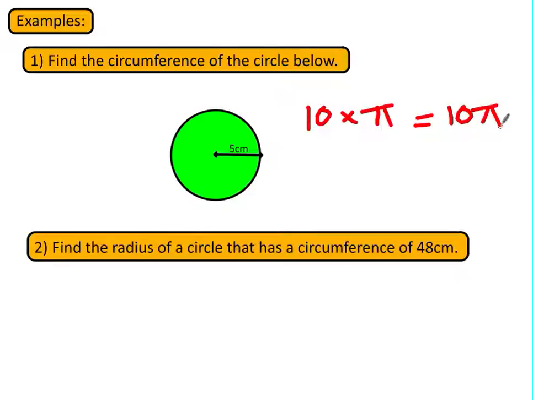It may be though that it's asked to be found to a given decimal place, so using your calculator you can work out that is 31.4 to one decimal place, and we are in centimetres.